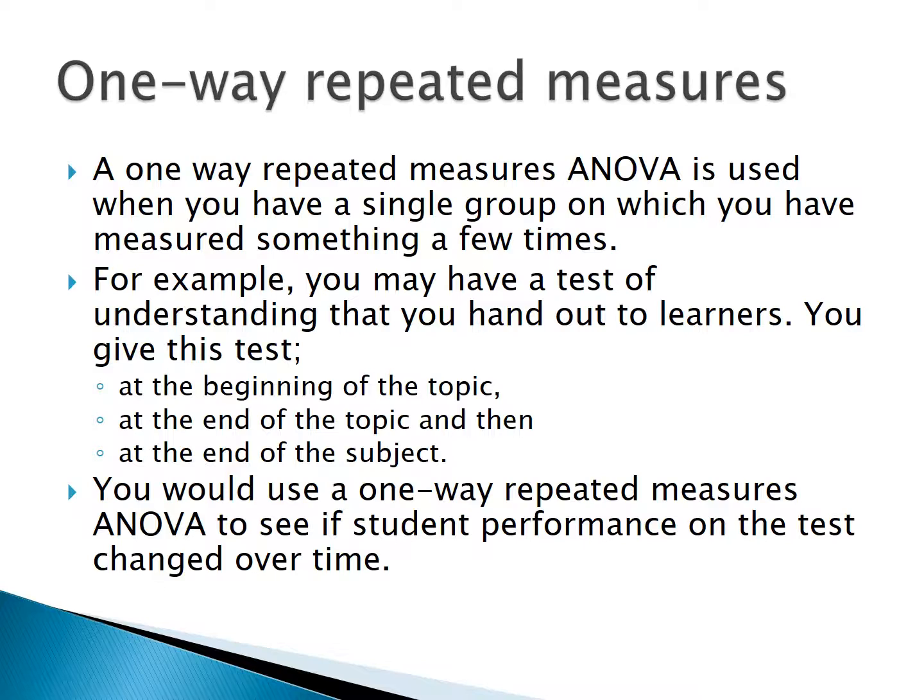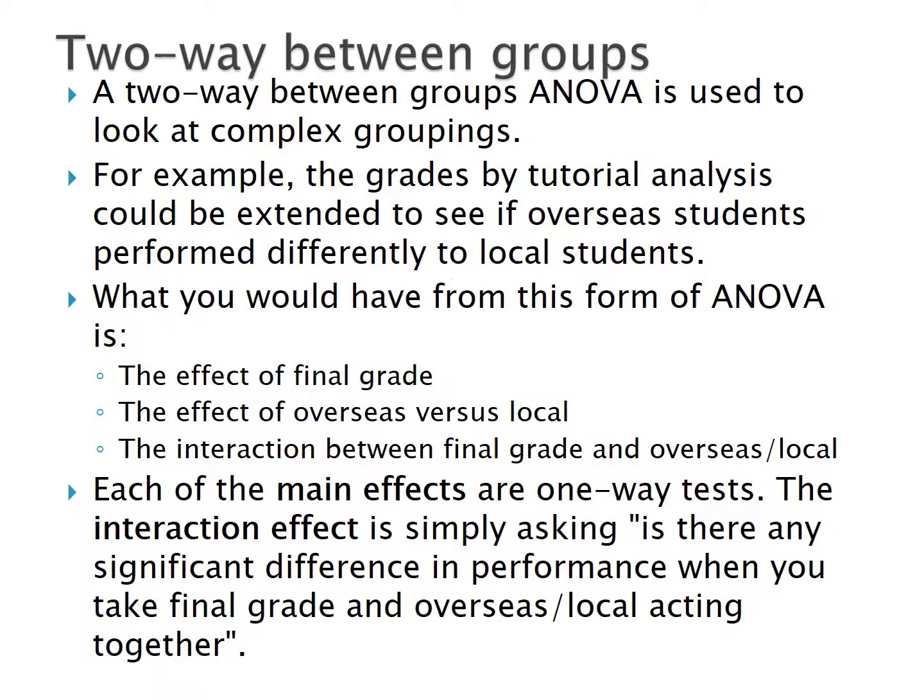One-way repeated measures. This is similar to the last one, except that you have a repeated measures ANOVA when you have a single group on which you have measured something a few times. For example, you may have a test of understanding that you hand out to learners. You give this test at the beginning of the topic, at the end of the topic, and then at the end of the whole subject or module. You would use a one-way repeated measures ANOVA to see if student performance on the test changed over time.